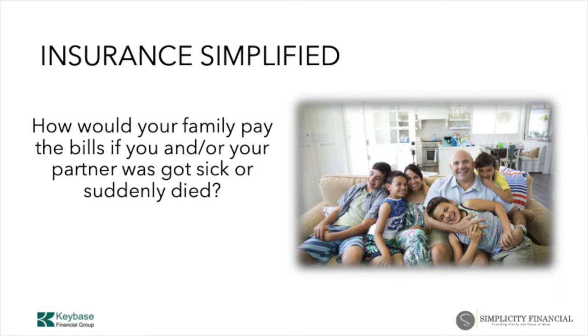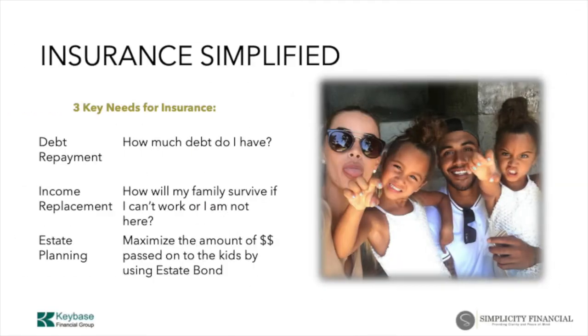In the simplest terms, there are three key needs for insurance. First, debt repayment: how would your family continue paying the mortgage, the credit cards, the lines of credit, should something happen to either one of you? Here, you would just total up how much debt you have. Let's say you have a mortgage of $400,000. That number would go into the debt repayment piece when we're figuring out how much insurance you require.